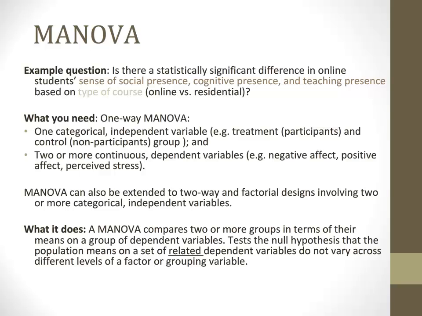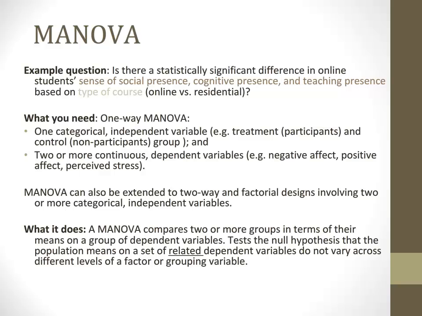It's important to note here that a MANOVA can also be extended to a two-way or factorial design. So you can actually have more than one independent variable. Just like with the ANOVA, you can have a one-way ANOVA, two-way ANOVA, or factorial ANOVA. The same is true with a MANOVA. It's also important to note here that you can also have a repeated measures ANOVA.